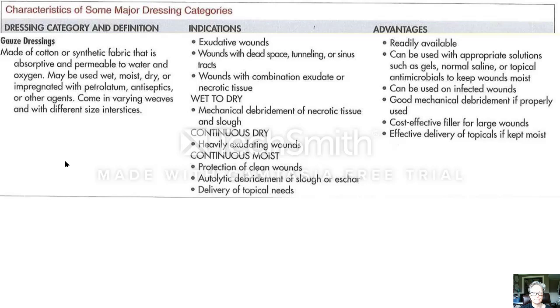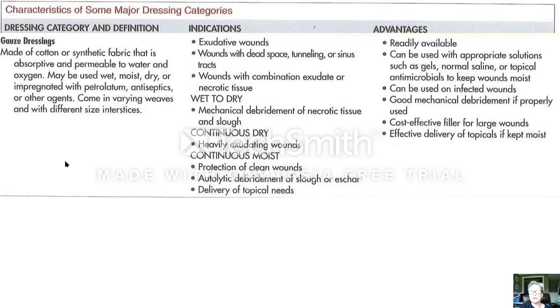Exudative wounds. Wounds with dead space, tunneling, or sinus tracts. Wounds with combination exudate or necrotic tissue. Then you have wet to dry, which is mechanical debridement of necrotic tissue and slough. Continuous dry for heavy exudating wounds. Continuous moist to protect the clean wounds or autolytic debridement of slough or eschar, and delivery of topical needs.